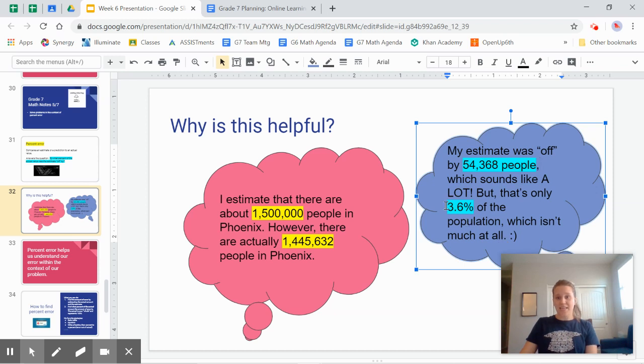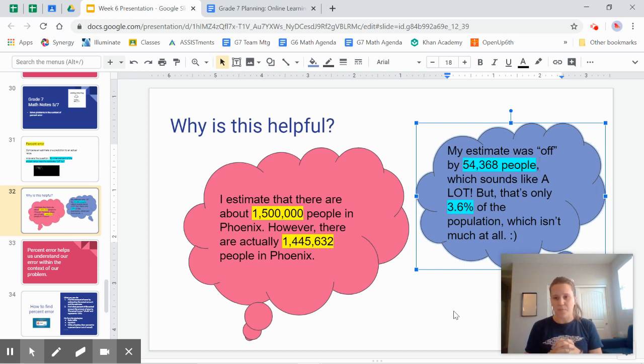But if I look at it in terms of percent error, that's only 3.6% of the population. So less than 4% of the people I didn't count. But the other 96% of people I did count, right? So that percent change actually makes that error look small and really puts that in the context of population.